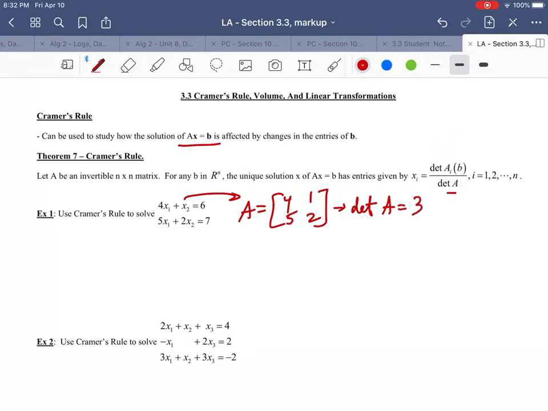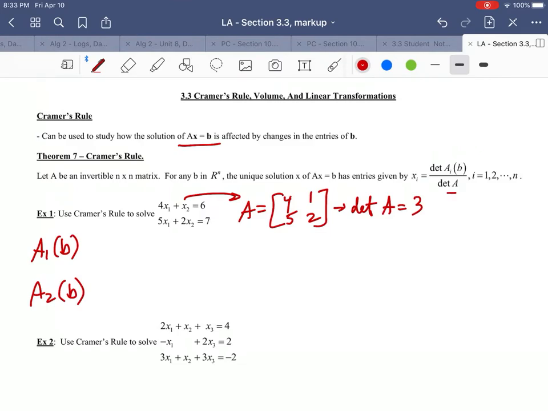Now, this little part right there says determinant of Ai of b. And so what that is, when you're trying to make up those matrices, you replace one of the columns of this matrix with the answers. And then you do another matrix and you replace this column with the 6, 7 also. So we're going to make two different matrices. One of them is going to be called A1 of b. The other one's going to be called A2 of b.